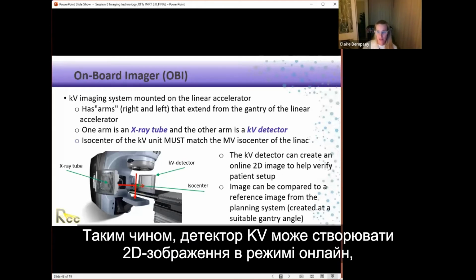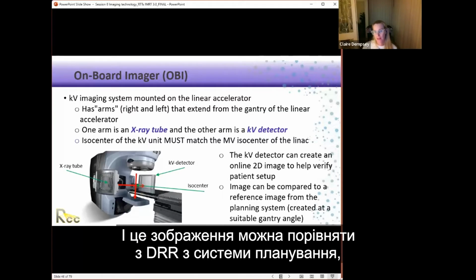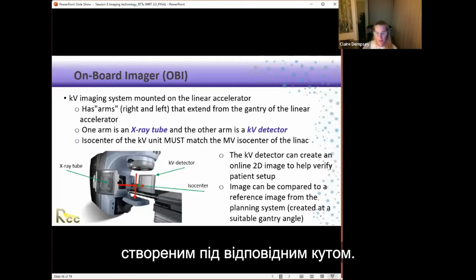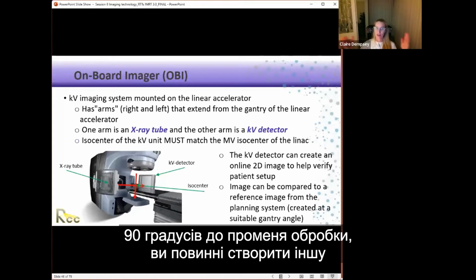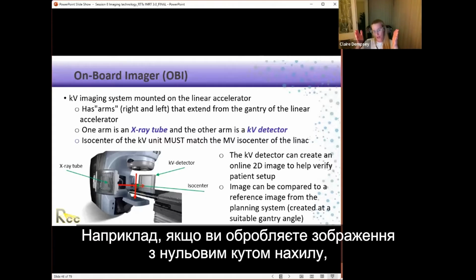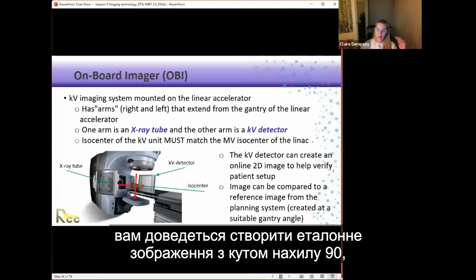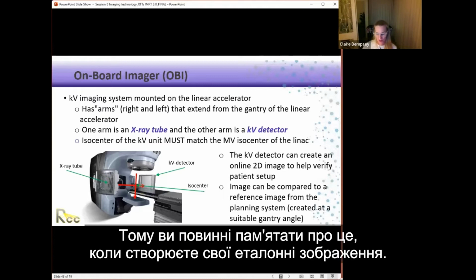The kV detector can create an online 2D image to help verify the patient setup. And this image can be compared to the DRR from the planning system, created at a suitable angle, because it's at 90 degrees to the treatment beam, so you have to create a different DRR for your kV. Like say you're treating at gantry 0, you're going to have to create a reference image at gantry 90 to mimic where the actual kV system is. So you have to remember that when you're creating your reference images as well.